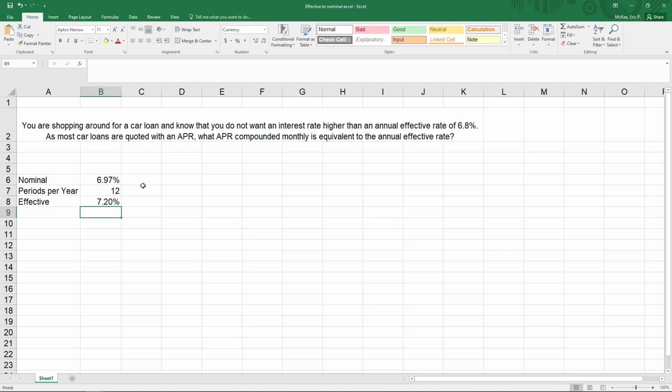So with this single function, we can now take any effective annual rate and find the equivalent nominal or APR rate that our professor might be throwing at you.